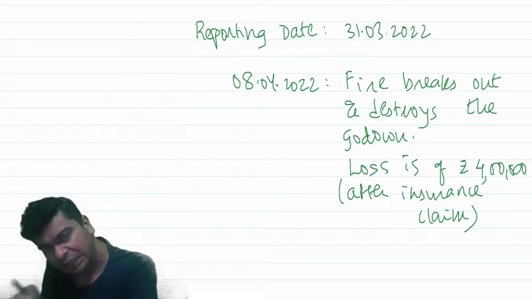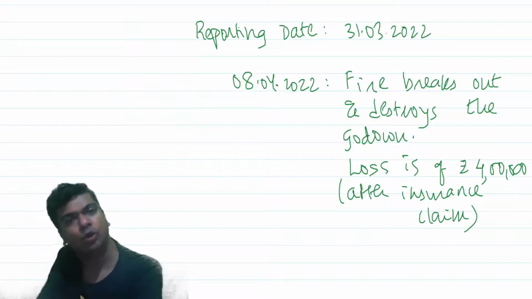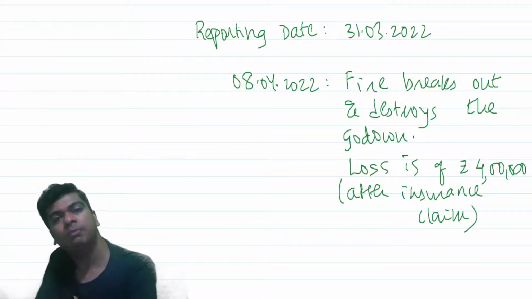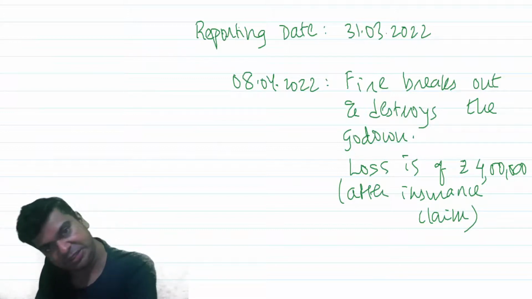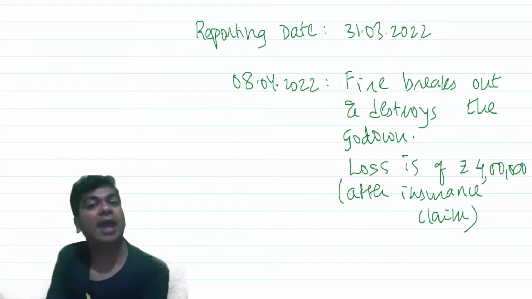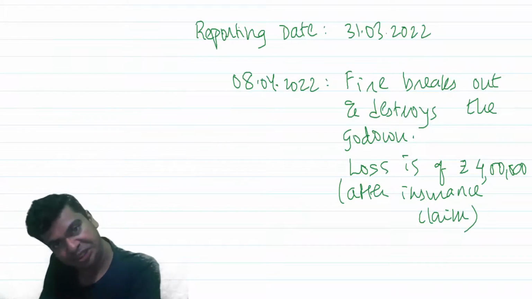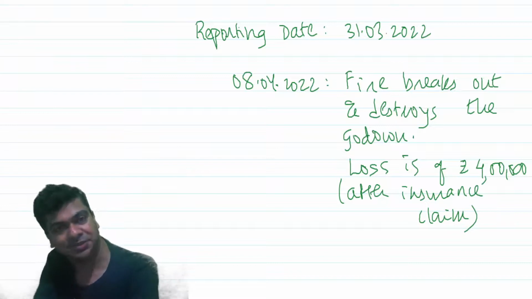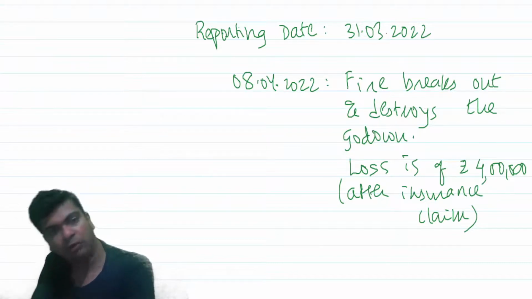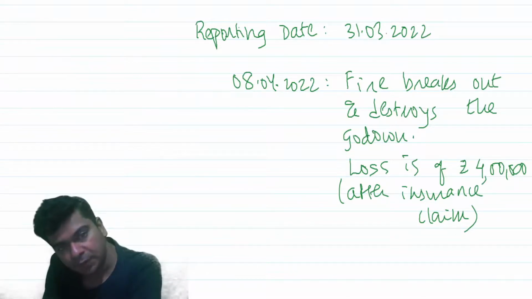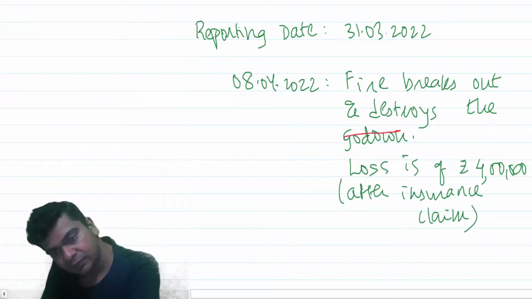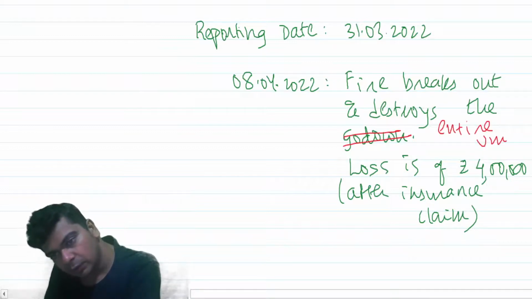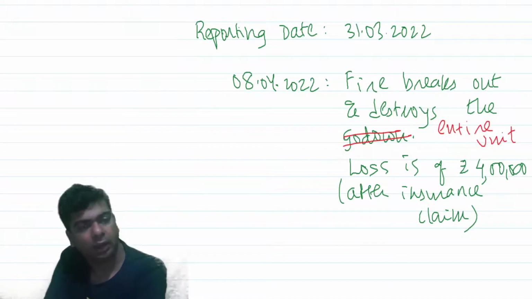Come on. The circumstances of the fire breaking out on 8th April obviously were not prevailing on 31st March. This is a new development. Treat it as a non-adjusting event. I agree it's a major event and hence you should provide a disclosure in the financial statement. Getting it? Now, one more thing. Fire breaks out and destroys the entire unit. Okay.